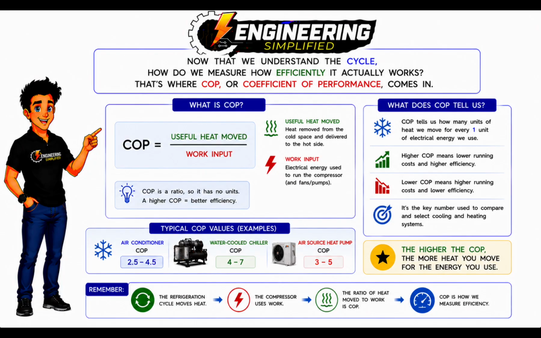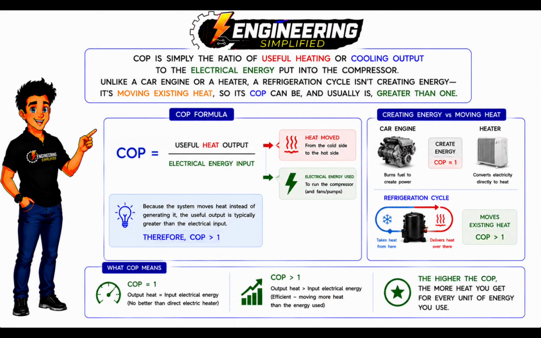Now that we understand the cycle, how do we measure how efficiently it actually works? That's where COP, or coefficient of performance, comes in. COP is simply the ratio of useful heating or cooling output to the electrical energy put into the compressor. Unlike a car engine or a heater, a refrigeration cycle isn't creating energy. It's moving existing heat, so its COP can be, and usually is, greater than 1.